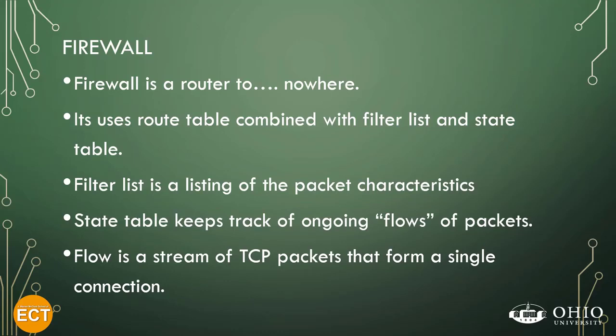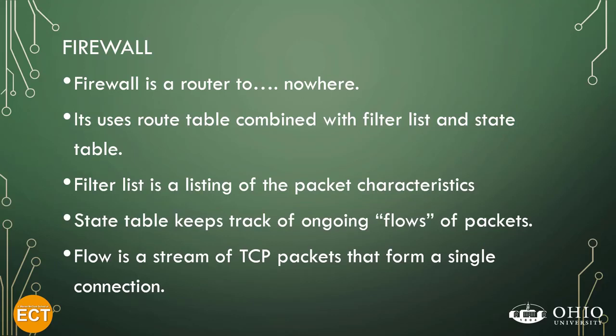They call it packet filtering, or they used to call it packet filtering, and now we call it firewalling. The reason we call it filtering is we're looking at a filter list and a state table. A firewall is going to use the route table to make some decisions about basic routing. But the firewall portion of it is going to use a filter list, which is a list of characteristics of the packet that we're looking for.